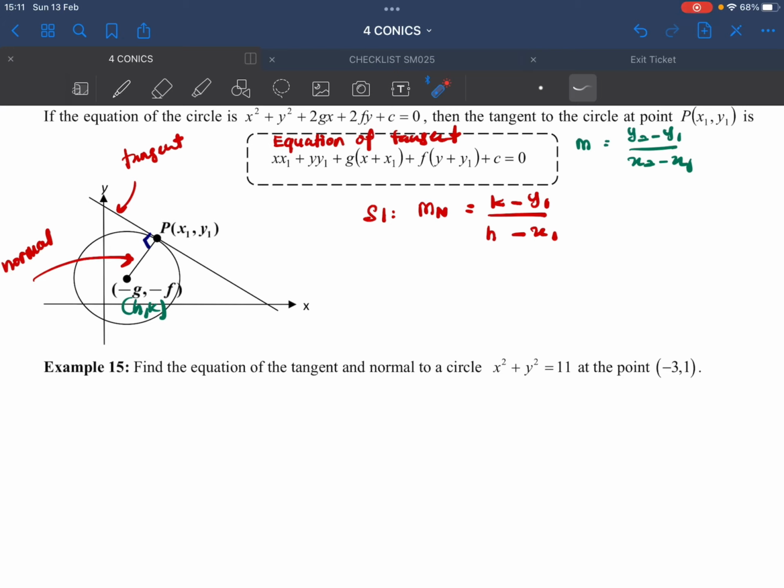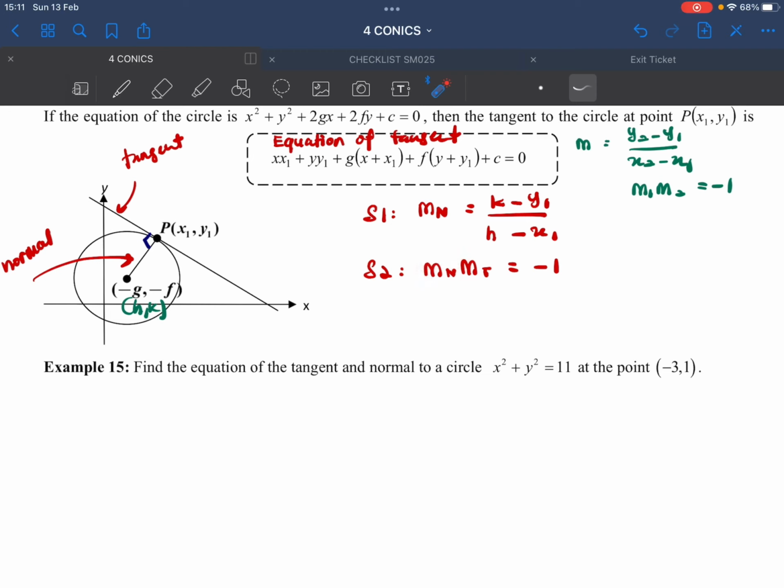What you have to do next is find the gradient of tangent. The formula to find the gradient of tangent is gradient normal multiplied by gradient tangent equals -1. In fact, any lines that are perpendicular to each other, m1 times m2 equals -1. That is basic mathematics. So if you have the gradient of normal from step 1, you can find your gradient of tangent.